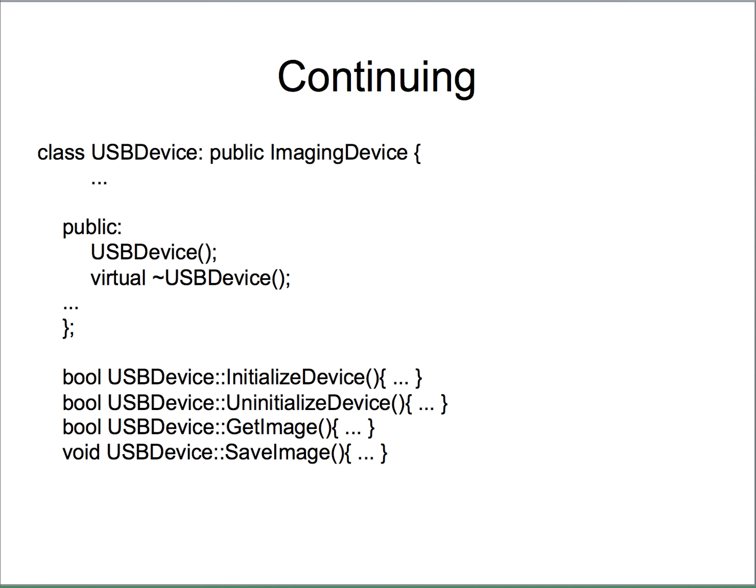Then we could create, for example, a USB device from that, which had its own constructor and virtual destructor, and then it had its own instances of these four functions, and there's some code in there. We have dots there, but the fact that there are curly brackets indicates that there is real code. Those are real usable functions. So those we would then be able to create an instance of a USB device, for example.